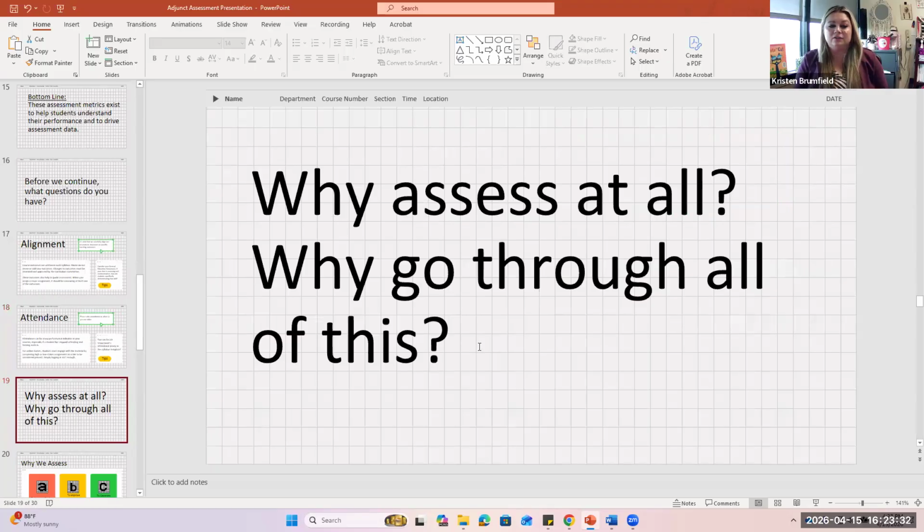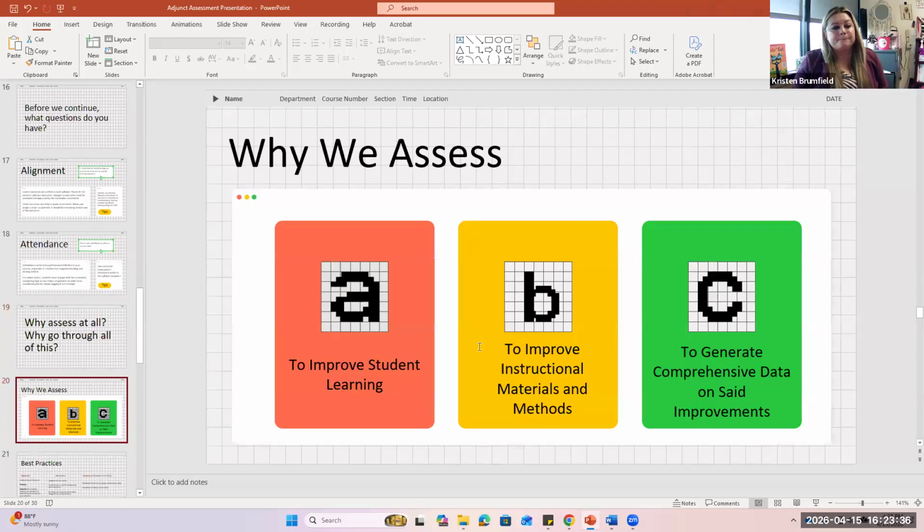So why assess at all? Why go through all of this? We assess for a few reasons, or a lot of reasons actually, but of course the big one is to improve student learning, to improve instructional materials and methods, and generate comprehensive data on said improvements.